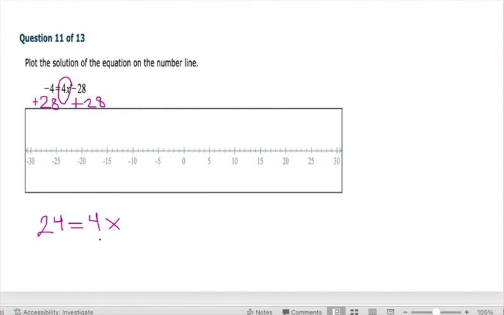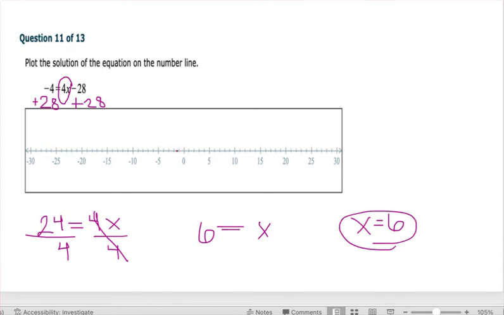So now we've got this. We're going to divide by 4 on the right, divide by 4 on the left. 24 divided by 4 is 6 equals, the 4's cancel, and we get x. Now, I'm kind of OCD about this. I like my x on the left, so x equals 6. But we're going to come right here and put equals. And it's just a dot.